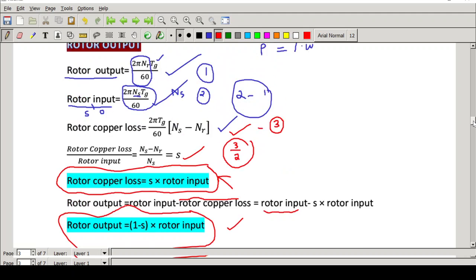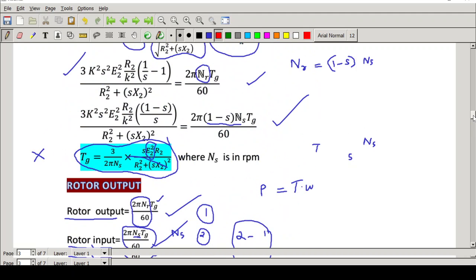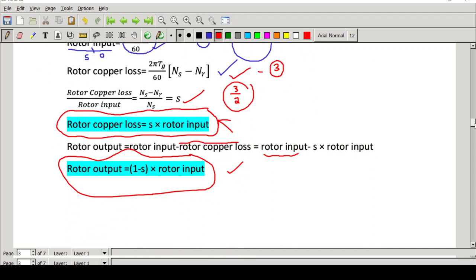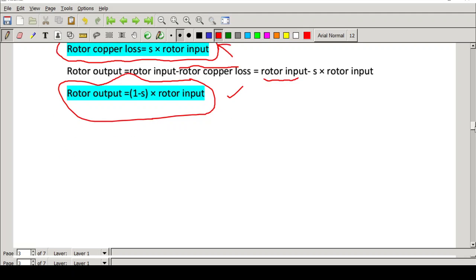So how many equations have we learned now? That is the equation connecting torque, speed, and slip: Tg is equal to 3 by 2 pi ns into S into E2 squared R2 by R2 squared plus (S x2) the whole square. Then we learned the equation: rotor copper loss is equal to S into rotor input, and rotor output is equal to (1 minus S) into rotor input. These equations are very important.